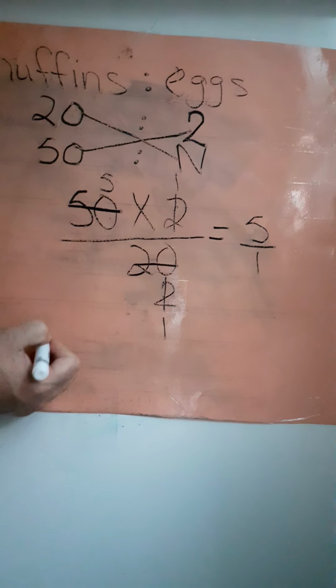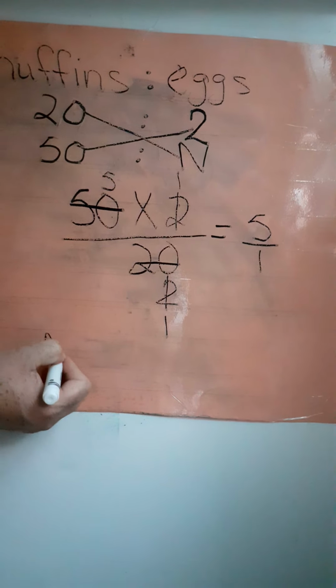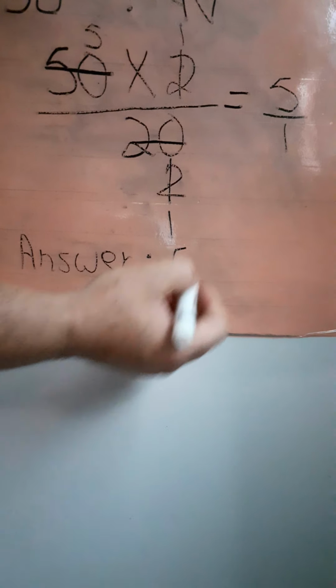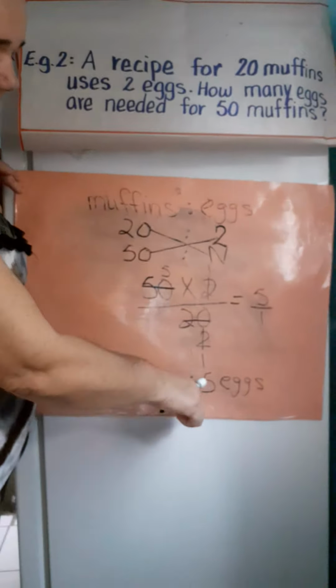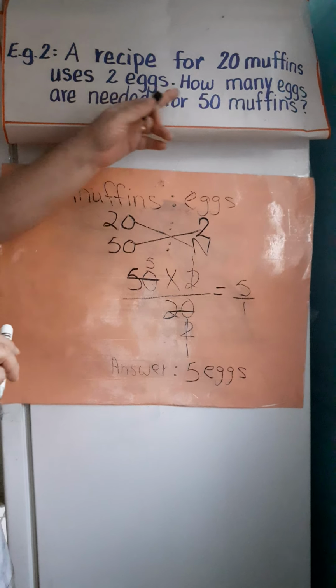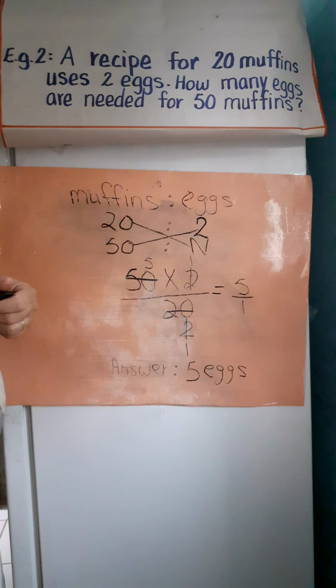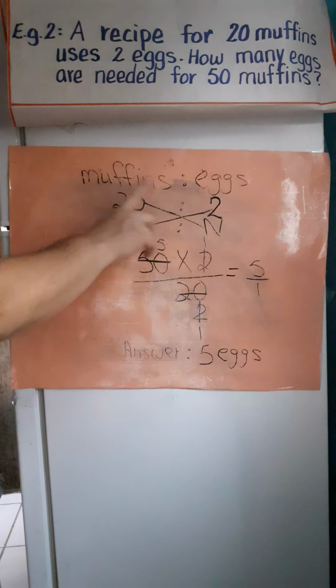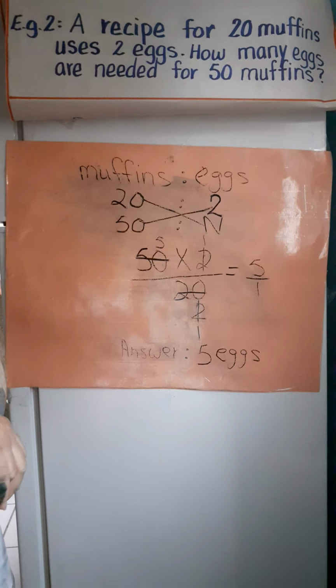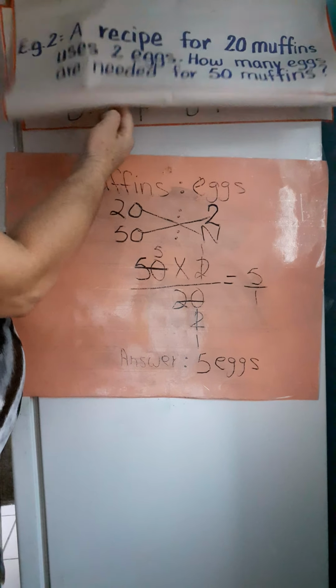So my answer is 5 eggs. Okay, so they will need 5 eggs in order to make 50 muffins. Okay, now are you understanding? Look at the setup and how we use the cross multiply. Now let me go through the last problem.